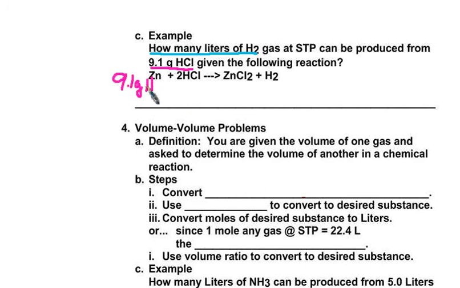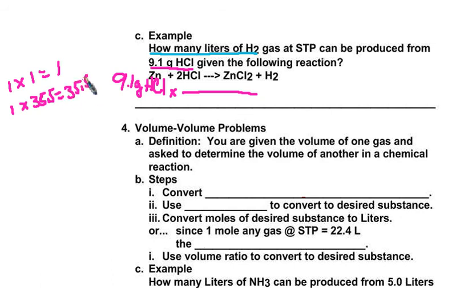9.1 grams of HCl. We convert grams to moles. And so we divide by the molar mass. The molar mass of HCl is 1 times 1 plus 1 times 35.5, which is 36.5 grams per 1 mole of HCl. HCl, remember that these units cancel. Those units go down here.